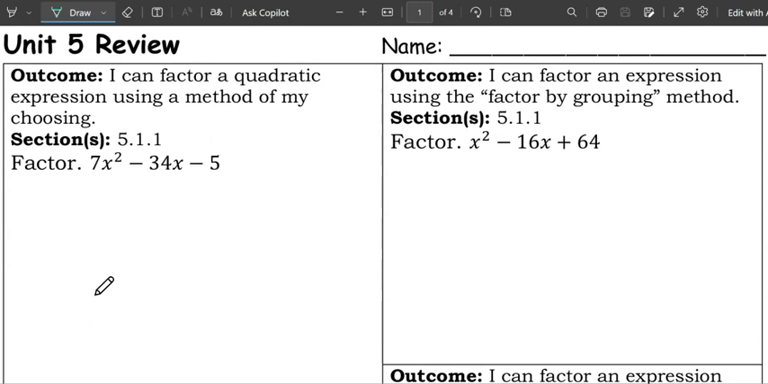Unit 5 review. Outcome: I can factor a quadratic expression using a method of my choosing. Refer back to section 5.1.1 for more examples over this one. We're going to factor 7x squared minus 34x minus 5.